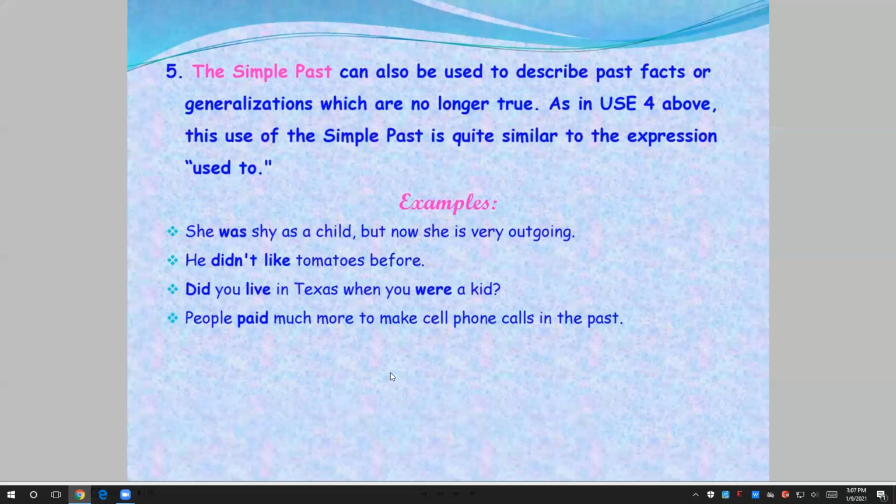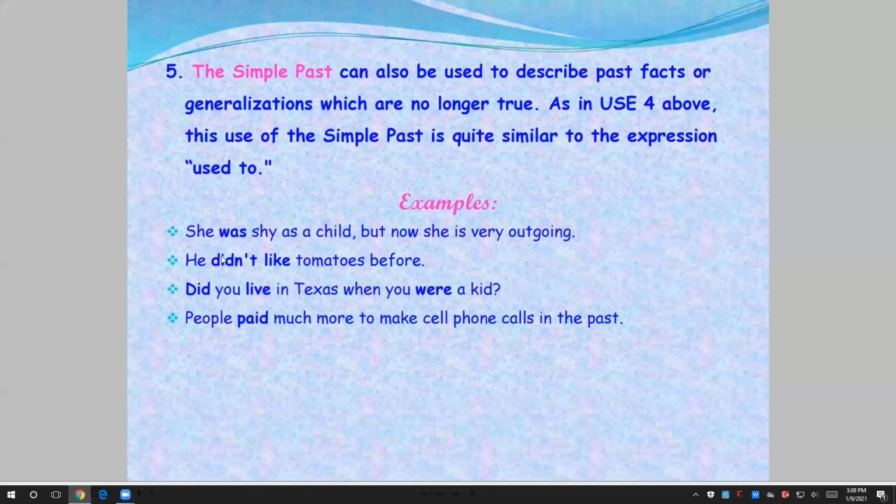Now the simple past can also be used to describe past facts or generalizations which are no longer true. So they were true in the past, but they are no longer true now in the present. As in the uses above, like we had in our previous slide, the action started in the past. We had a habit in the past, but we don't have that habit in the present now. Like, I played piano when I was a kid. Now, this use of simple past is quite similar to the expression used to.